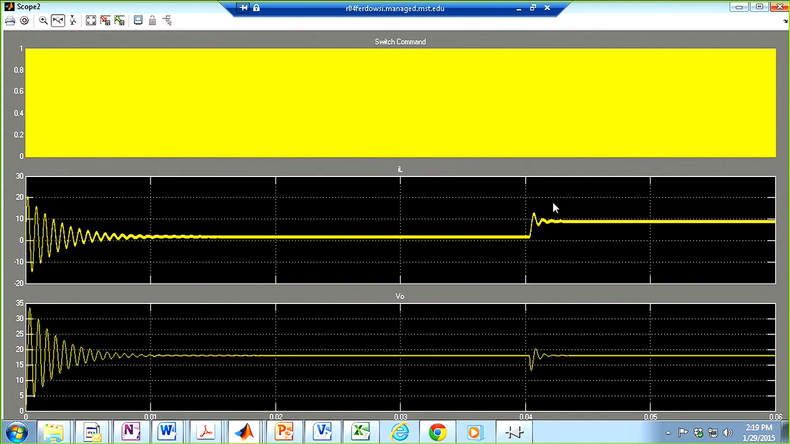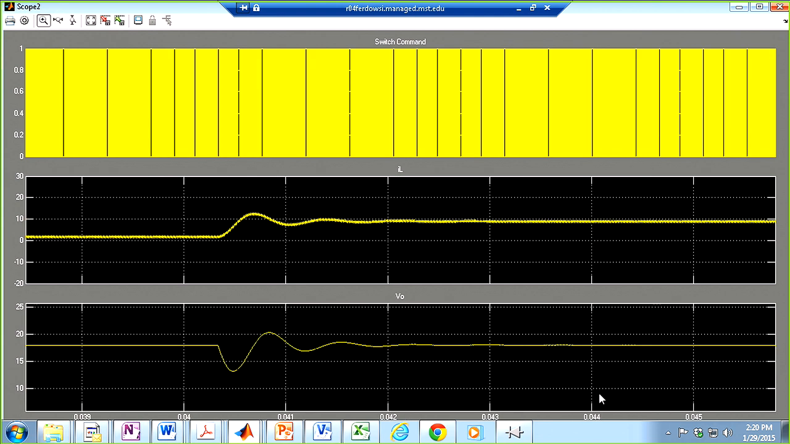You can see there is a transition going on over here. Let me just zoom in. Before the transition occurs, our output voltage is 18. After the transition settles, it is back to 18. Remember, Vout over Vin is just D. It is independent of the load resistance. So right now, I just changed the load resistance, so ideally you shouldn't see any changes in your output voltage.